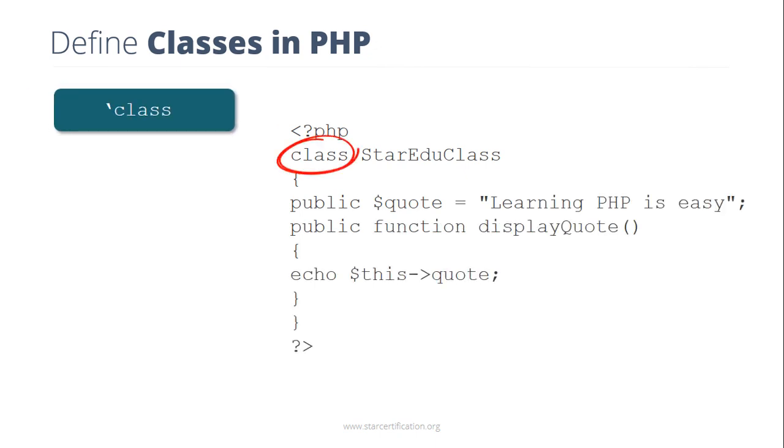The class keyword is used to define a class in PHP. It is followed by the class name, which in this case is edu class. It is followed by the opening curly brace, which marks the beginning of the scope of the class.